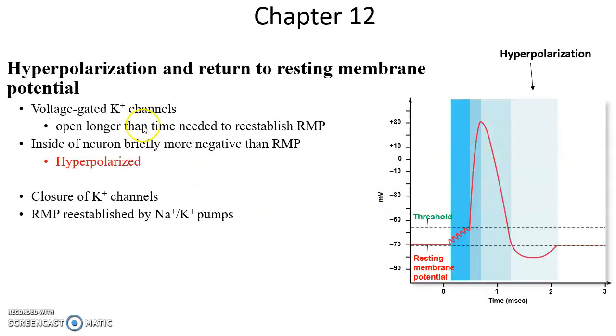All right, so as I mentioned before, hyperpolarization is often caused when those voltage-gated potassium ion channels open, causing the charge to be, say, negative 80 millivolts. And then to reestablish a resting membrane potential, it requires both the closing of the potassium ion channels and the sodium-potassium ion pumps to function to reestablish both the resting membrane potential and the proper distribution of ions across the membrane, so that we have high sodium ion concentration on the outside of the cell and high potassium ion concentration on the inside of the cell.